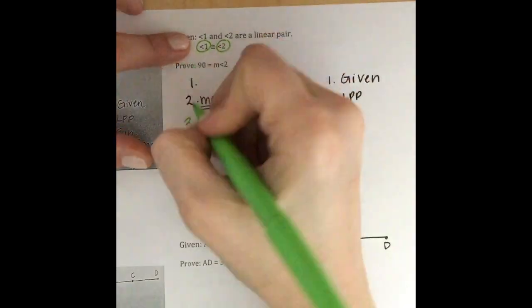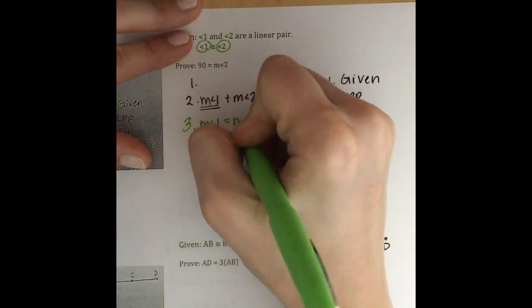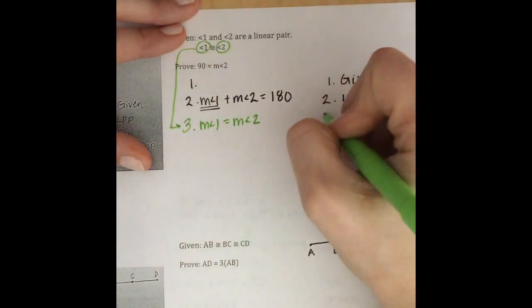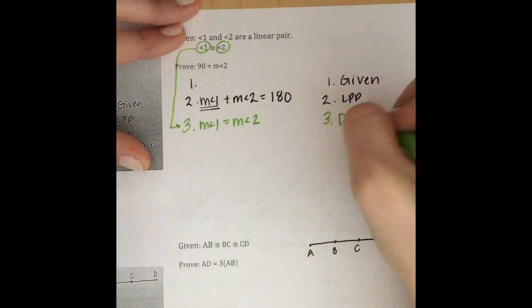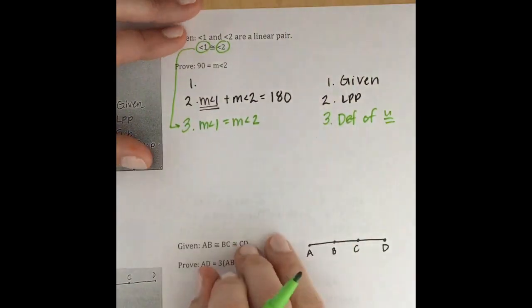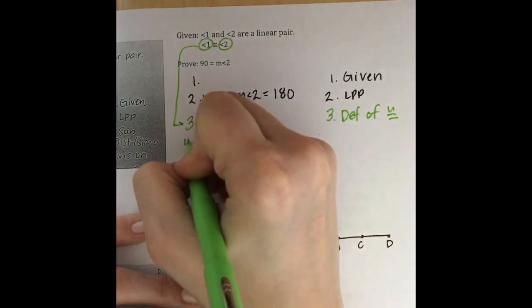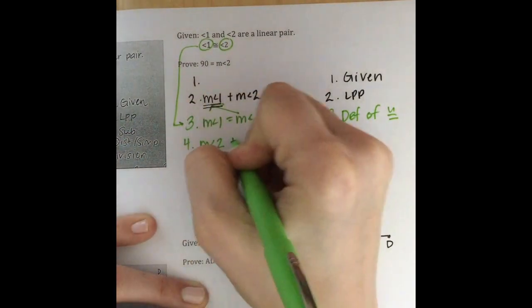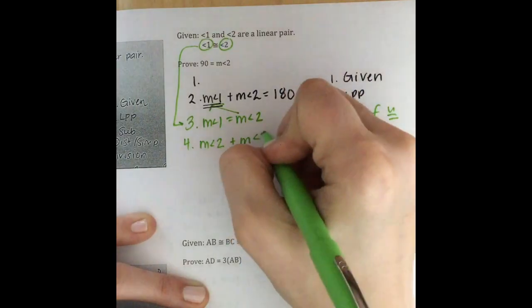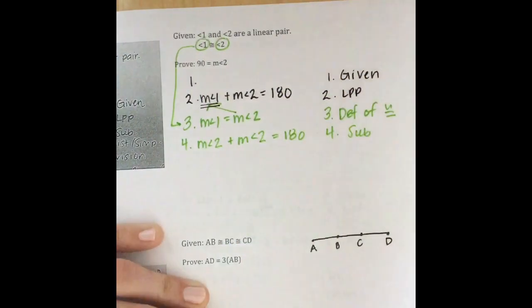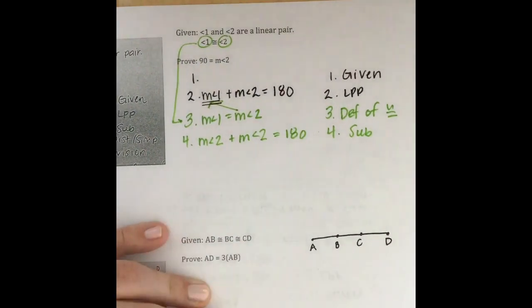So what I would need to do is take this and make it the measure of angle 1 equals the measure of angle 2. So all I did was change the way that's written, and that's definition of congruent. And now that I've done that, now I can substitute. So now I can go ahead and put the measure of angle 2 in for the measure of angle 1. So I get the measure of angle 2 plus the measure of angle 2 equals 180. And that's substitution.